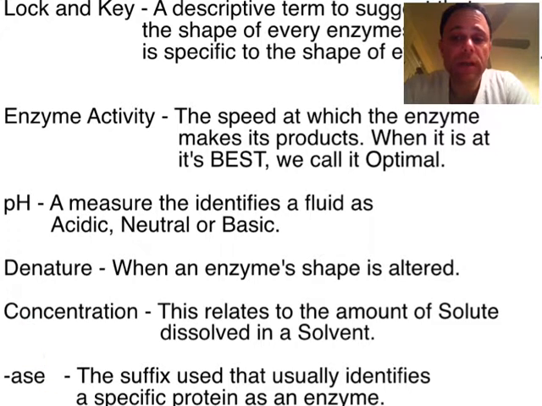Now this is a suffix. A prefix goes before a word to modify its meaning. A suffix goes at the end. Typically when we have words that end in ase, you have to be suspicious that it is an enzyme. So we say it's the suffix that usually identifies a specific protein as an enzyme.